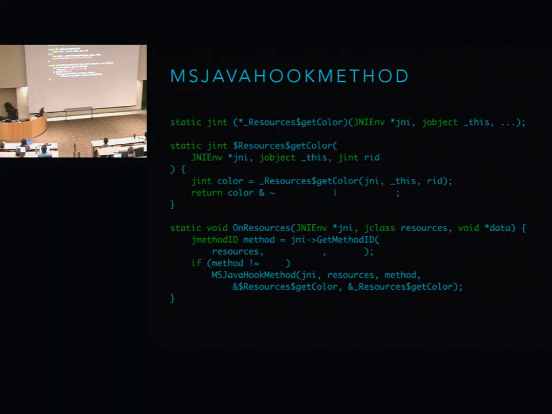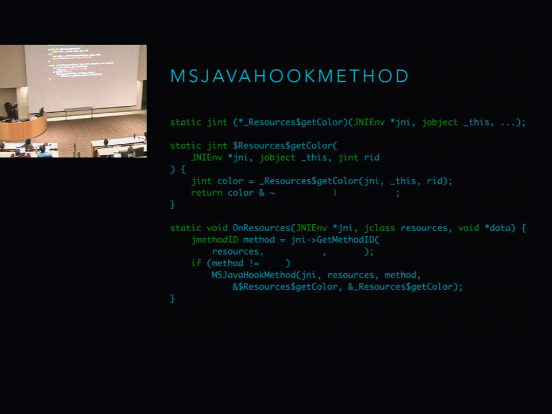I'm going to then call MS Java hook method, and I'm going to pass it my JNI context, my resources class, the method that I just looked up, and again, two pointers to functions. And these two pointers to functions are the JNI C-level API version of what those functions are. And anyone here who is paying enough attention will note that the calling convention is slightly different. One of them has a variadic calling convention, and the other one has the explicit argument. That's just how JNI normally works. And so if you use JNI, that feels natural. And if not, you're like, why?